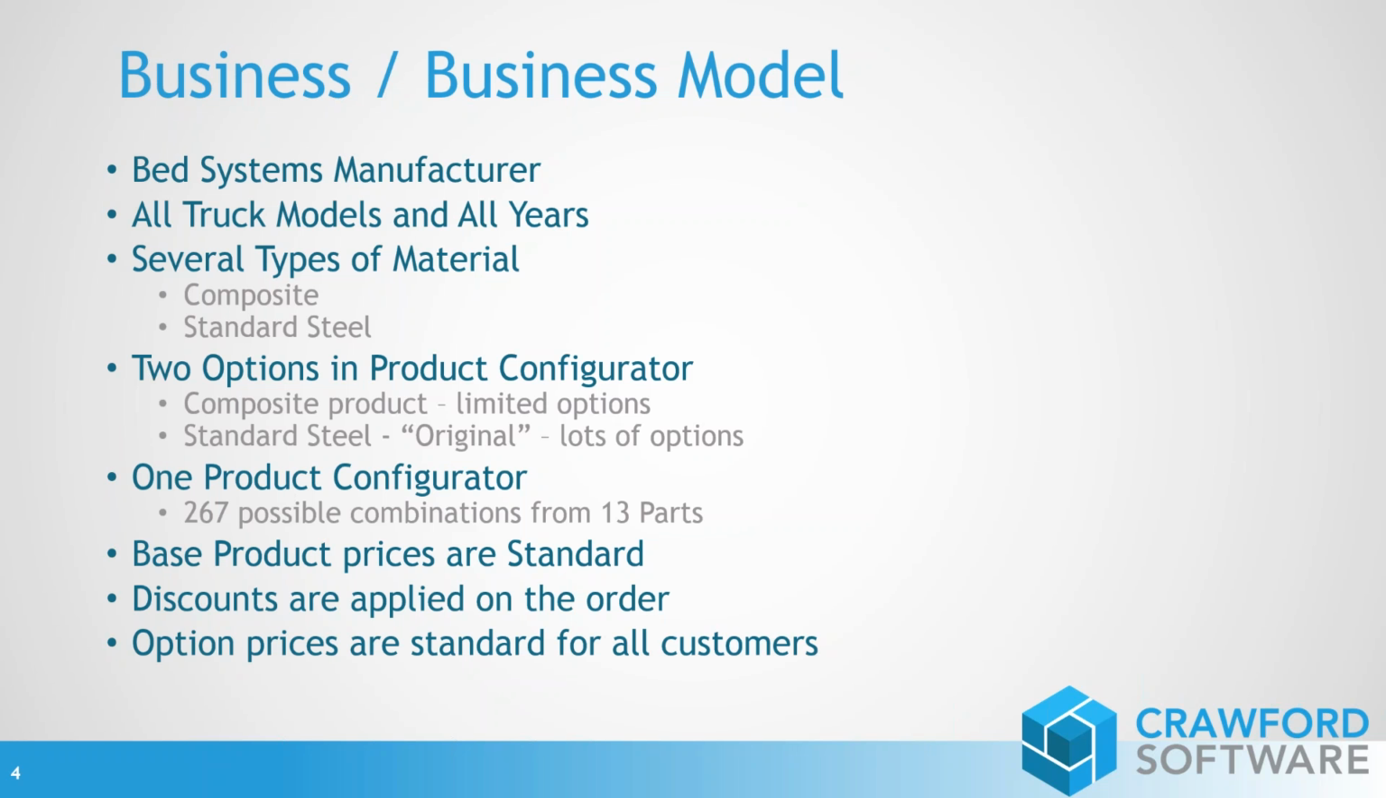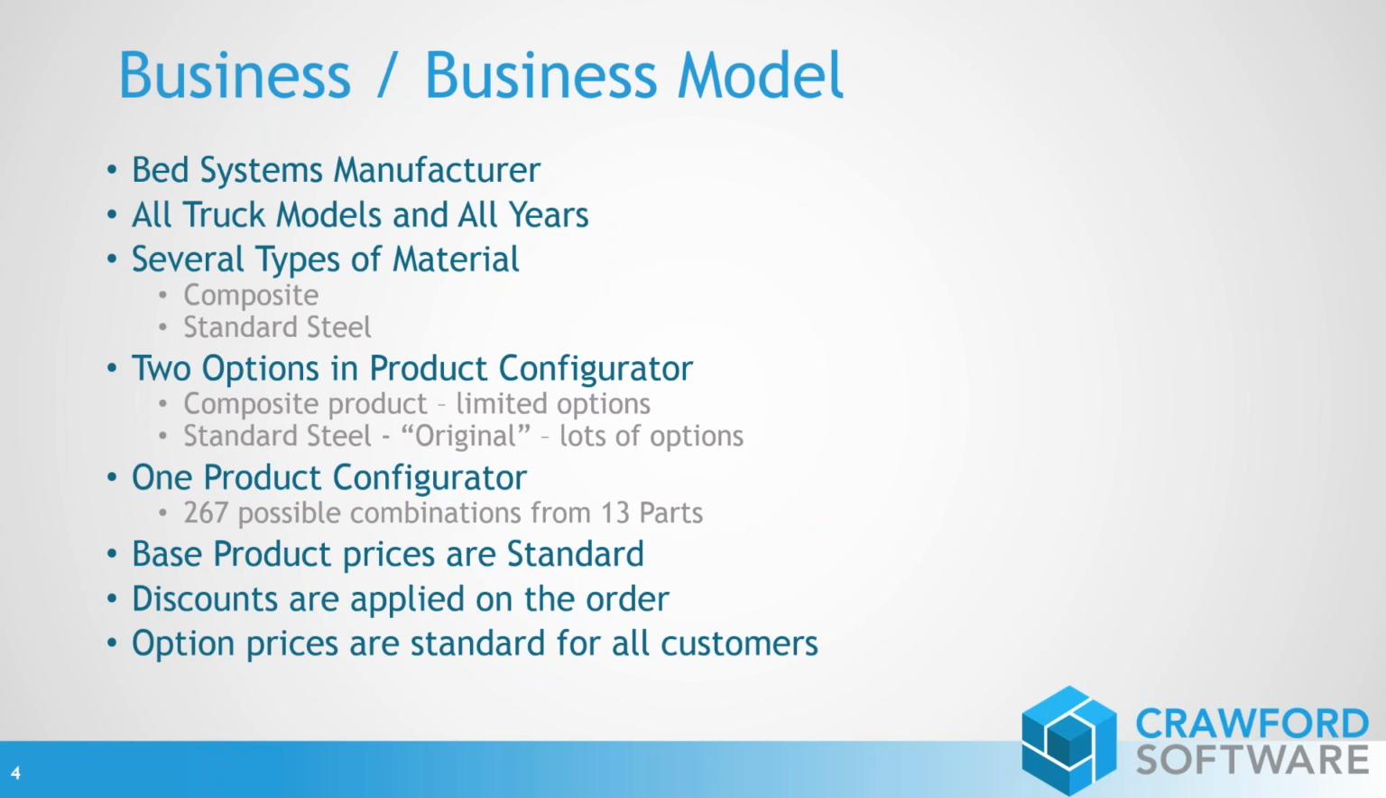There are two options right now in the product configurator, and that's what we're going to plan on showing today. When you do this composite one, there's very limited options that you can do with the composite material as far as additions and add-ons to the bed liner. And then when we use the standard steel, the older product line, we have a lot more options to go through. For that, the thing to note is that we have one product configurator here, 267 possible combinations, but a total of 13 parts that are going into the build and the process that are set up there.